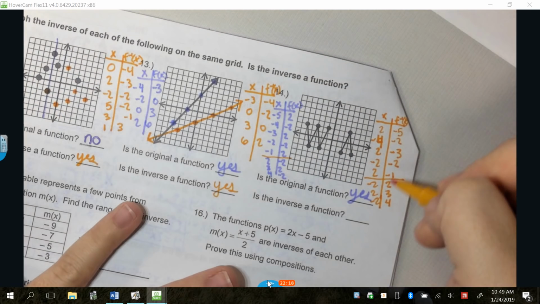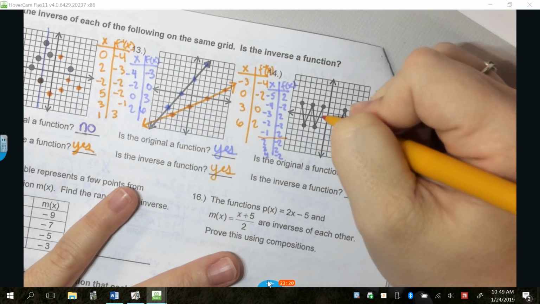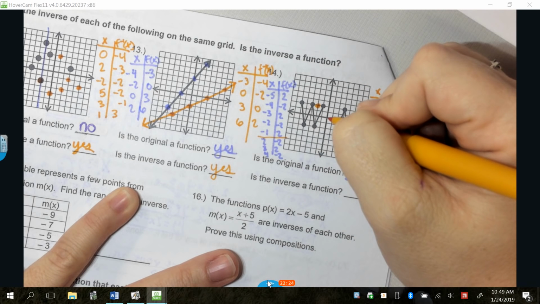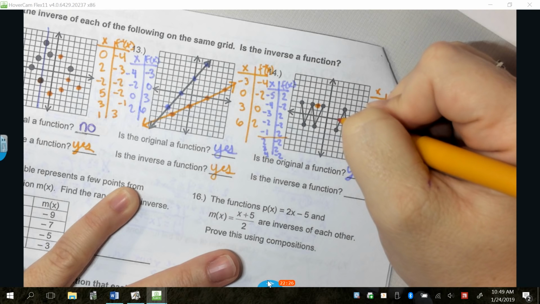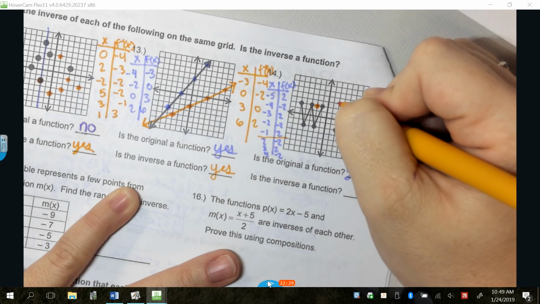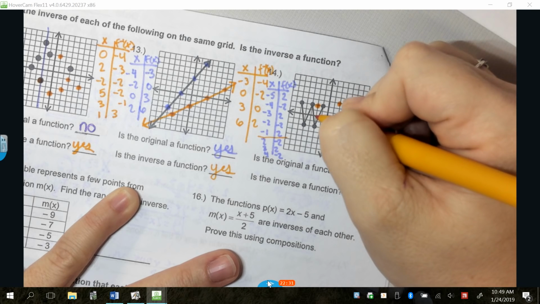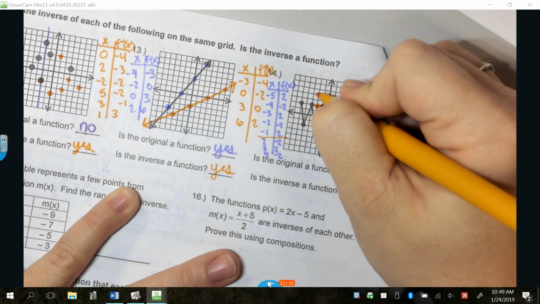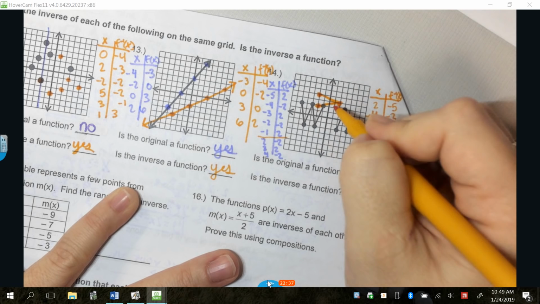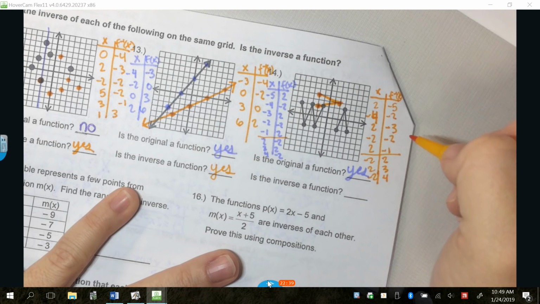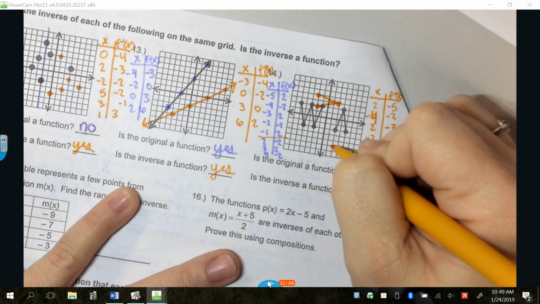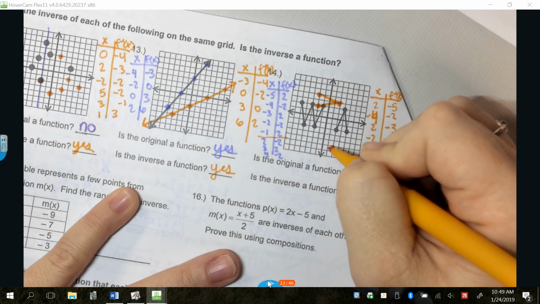So I'm going to do this little piece first. -2, 2, 2, 1, 2, 3. -2, 1, 2, 3, 4. So there's that first little piece. That's the reflection of that. Okay, and then 2, -5, -4, -2.